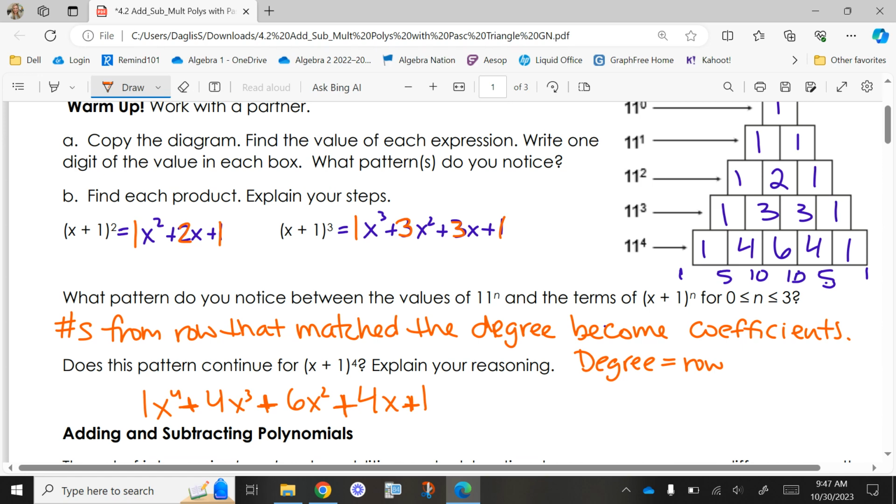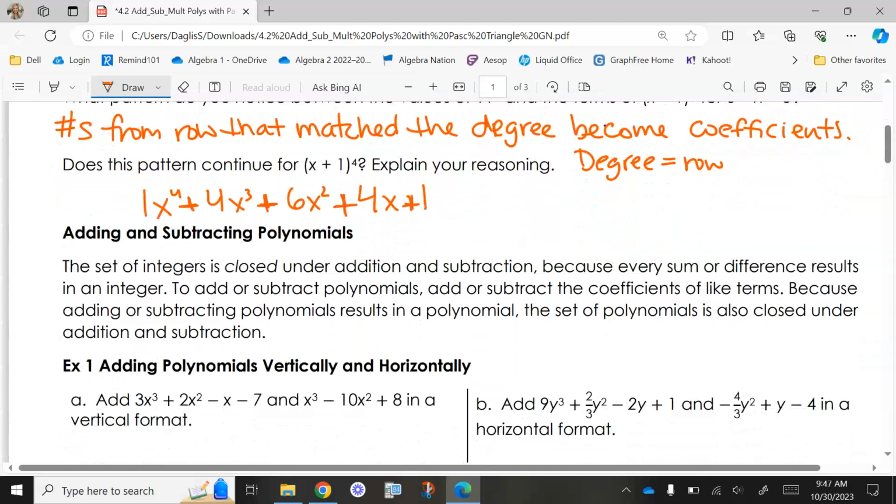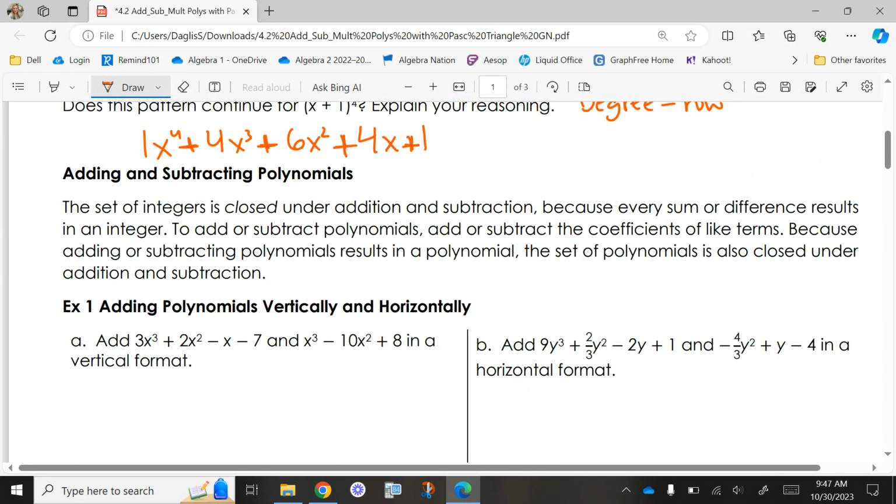Okay? First, let's remember adding and subtracting, okay? Easy stuff. The set of integers is closed under addition and subtraction because every sum or difference results in an integer. To add or subtract polynomials, add or subtract the coefficients of like terms. Because adding or subtracting polynomials results in a polynomial, the set of polynomials is also closed under addition and subtraction, okay? Very fancy for: if you add and subtract polynomials together, you get another polynomial. That's what it means to be closed under addition and subtraction, okay? You get the same type of answer as a result.